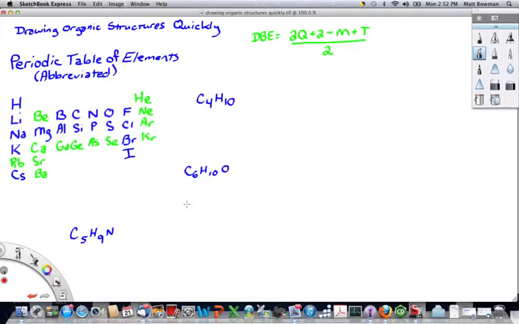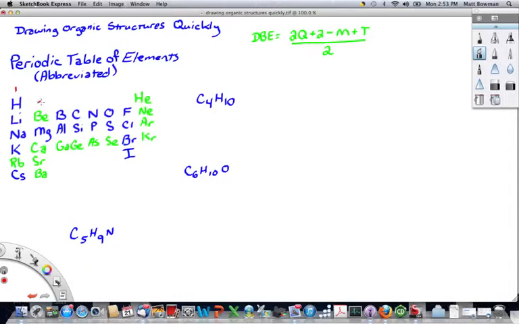To draw organic structures quickly, you do not necessarily need to draw out each atom and its available electrons and mix and match them, because that can get downright tedious. What you do need to know is the periodic table and where elements fall in it. What's useful to do is take the simplified periodic table and number it.